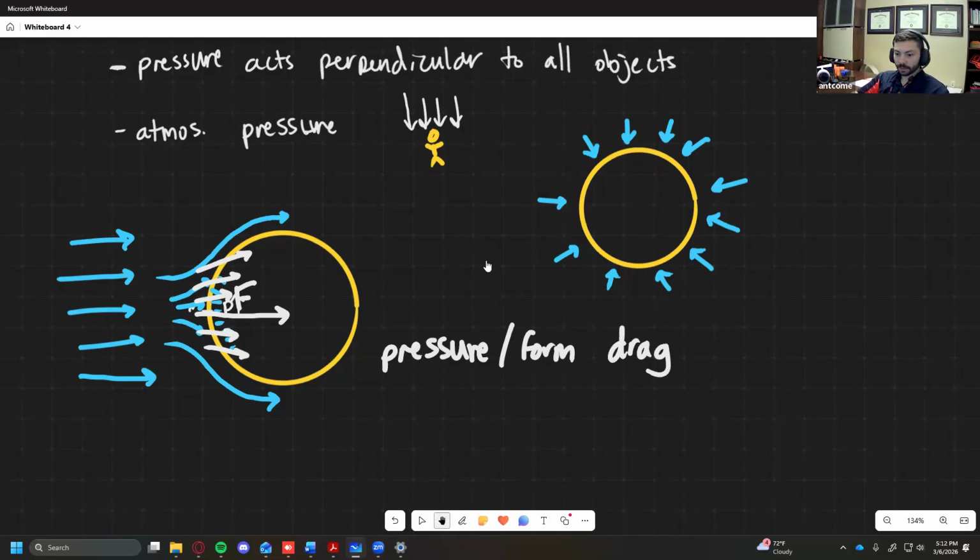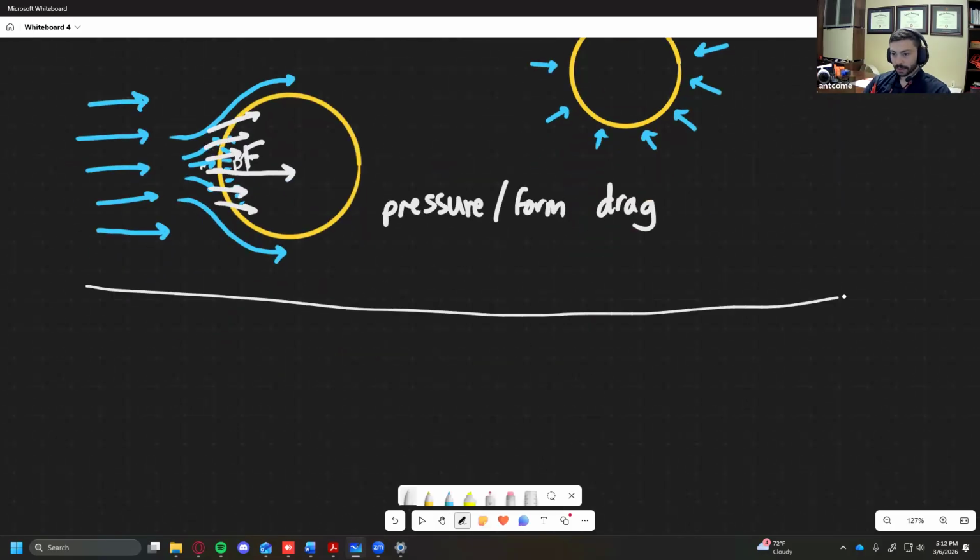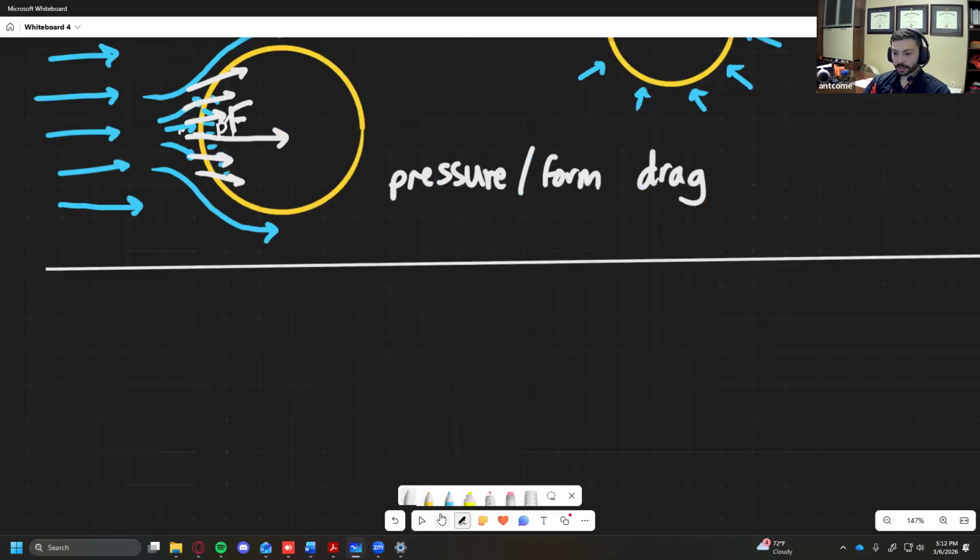So the next form, and again, we're not going to talk about how to reduce it at the moment. This was just to introduce you to it. The next thing I want to talk about is skin friction drag.